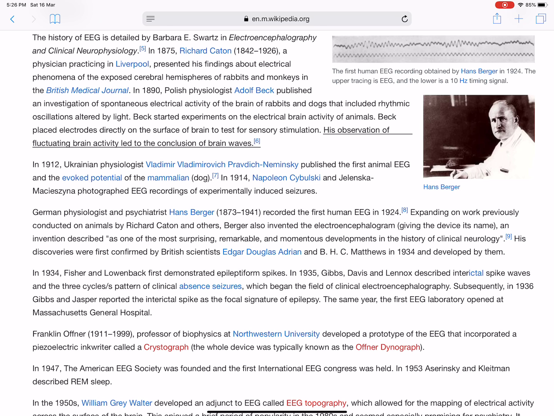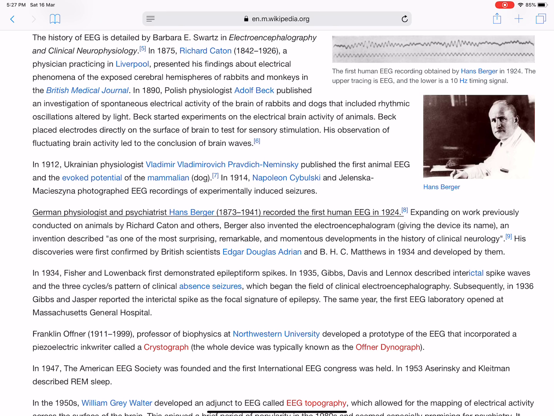In 1912, Ukrainian physiologist Vladimir Vladimirovich Pravdich-Neminsky published the first animal EEG and the evoked potential of the mammalian dog. In 1914, Napoleon Cybulski and Jelenska-Macieszyna photographed EEG recordings of experimentally induced seizures.